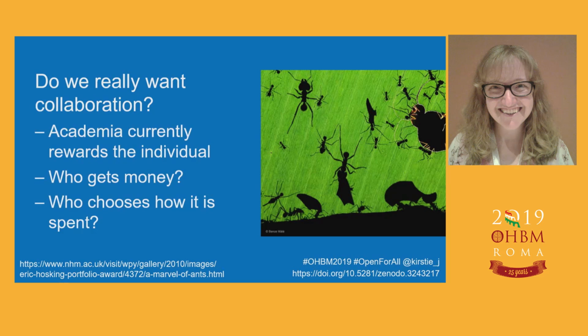Academia currently rewards the individual. Jobs are given to individual people. Individual fellowships, individual first or last author papers. Who gets the money? Who is choosing how it is spent? I do not think that we have metrics that actually care about communities, that actually care about groups of people helping each other out. And I think GitHub is hard, right? This is the biggest barrier that we face.